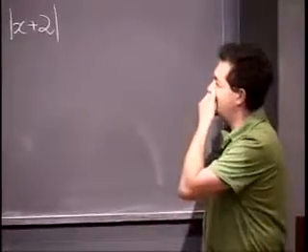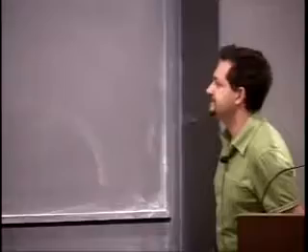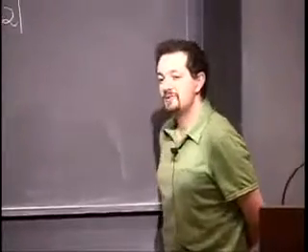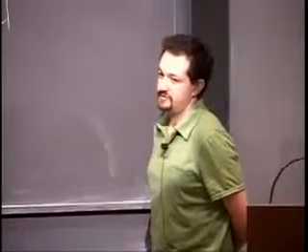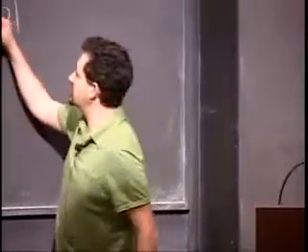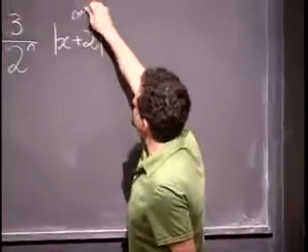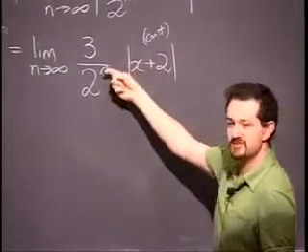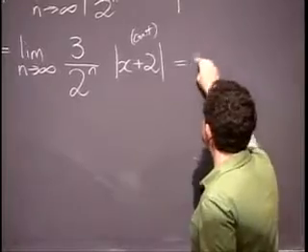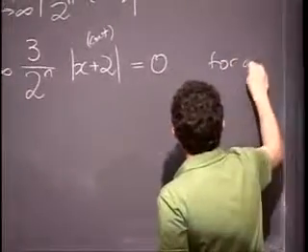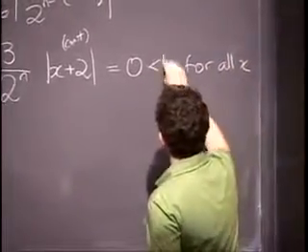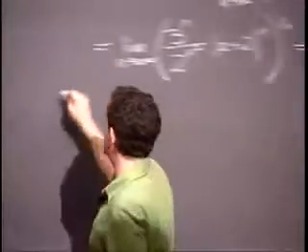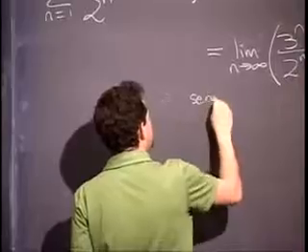Well, what is that limit? That limit is 0 no matter what x is. No matter what x is, this is just a constant. I just want to remind you, that's a constant. n goes to infinity. We've just got some stuff, a big number in the denominator. So this is 0 for all x, which is less than 1. Therefore, the series converges for all x. And in fact, absolutely.